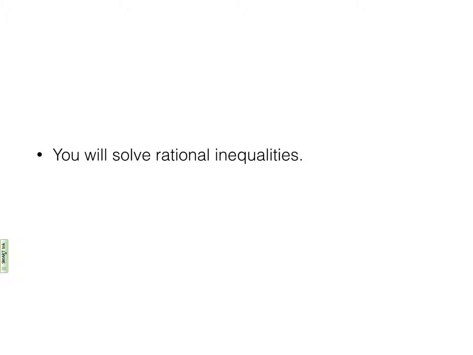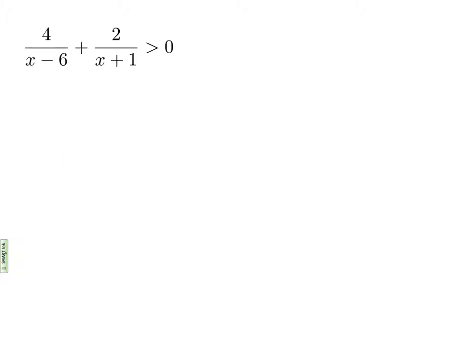So, what do you think we're talking about with rational inequalities? Fractions and with a less than or equal to sign. Good. Okay, so this is an example of what we need to work with. So 4 over x minus 6 plus 2 over x plus 1 greater than or equal to 0. So, thoughts on this? What do we need to do?